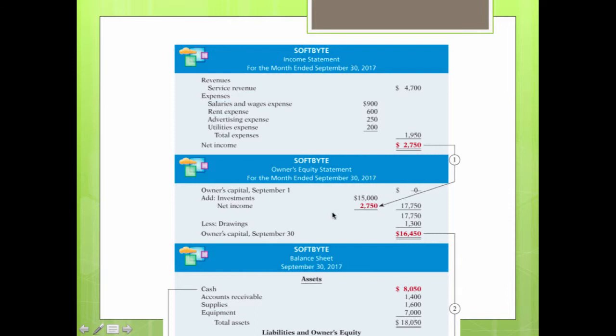And then you add the net income from the income statement. As you can see from this arrow, you see how the income statement relates to the owner's equity statement. You will just grab that net income or net loss and you will transfer it to this line.